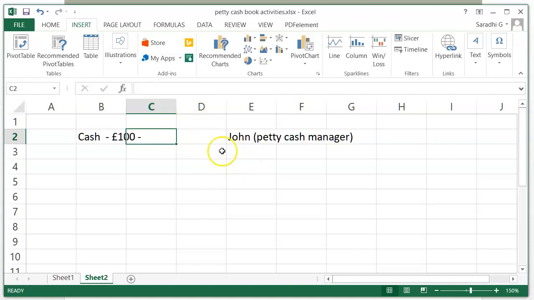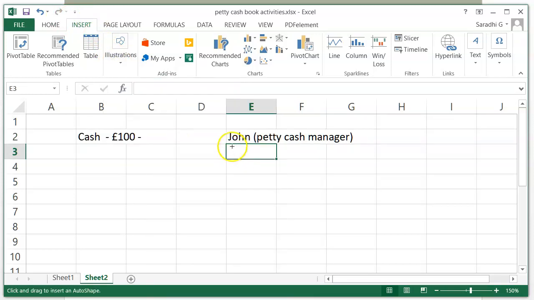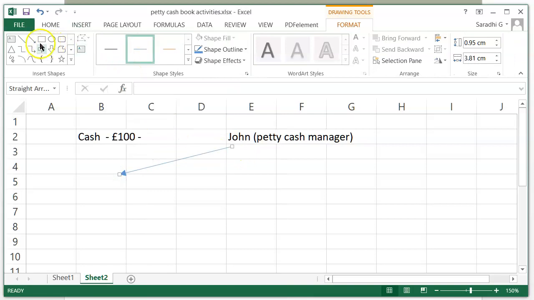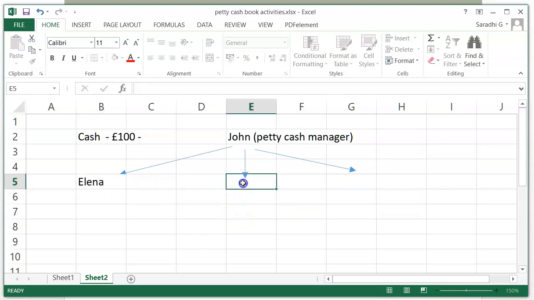Now, John has different people working under him. Let's say there are 4 different employees. So we have employee 1, then employee 2, and then employee 3. Okay, let's assume 3 employees. Employee 1 is named Elena. Employee 2 is named Ahmed. And employee 3, let's name as Krista.